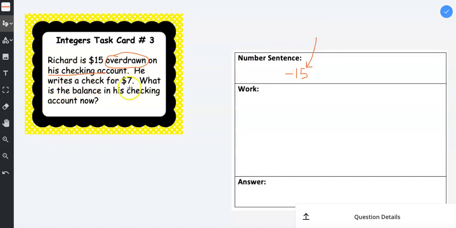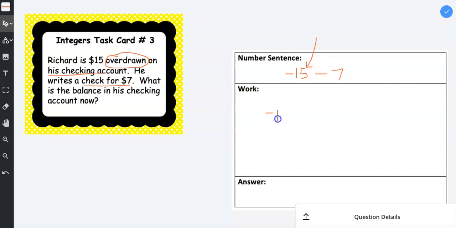He writes a check for $7. Okay, so he's spending more money. He's writing someone a check, he's giving them the check, and when that person goes to the bank and cashes his check, then another $7 will be pulled out from his account. So there's my number sentence. What is the balance in his checking account now? Oh no, it's not going to be good.